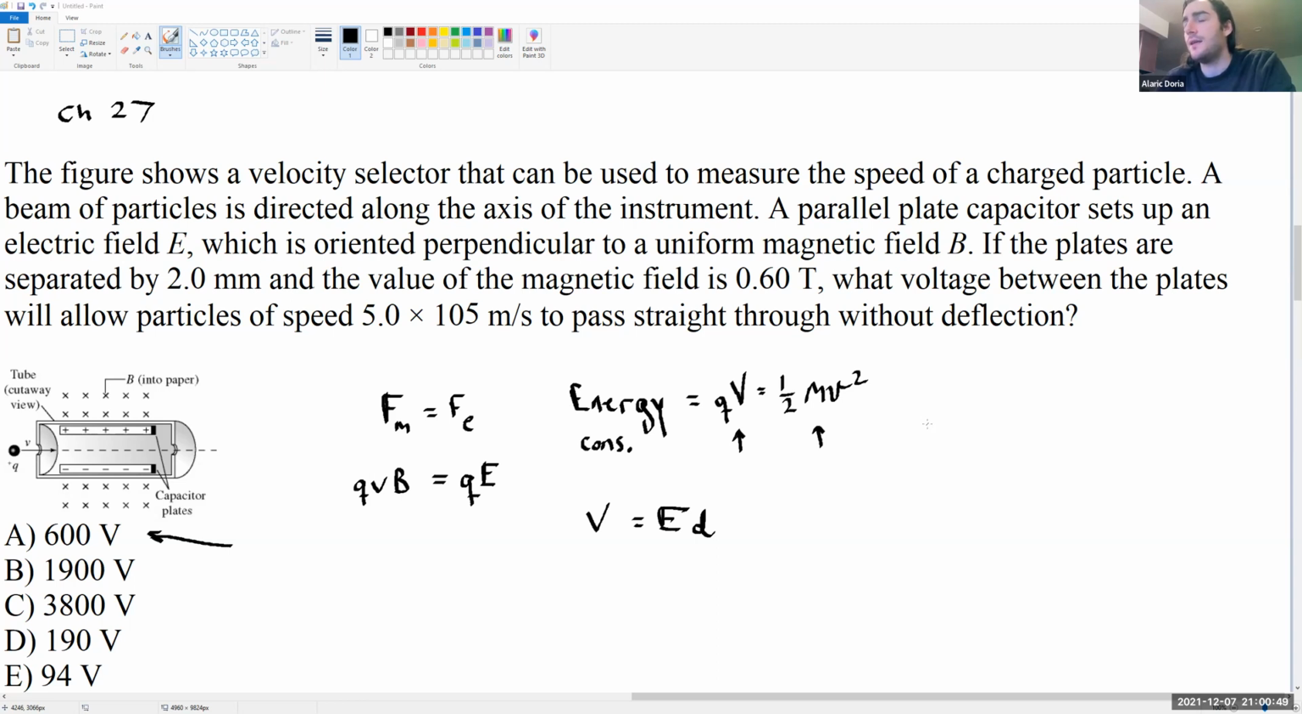We need to know that there's no deflection on these particles, which means the magnetic force is equal to the electric force. And of course, the electric force being equal to the magnetic force means we have QVB equals Q times E. We can cancel the charges on both sides here.